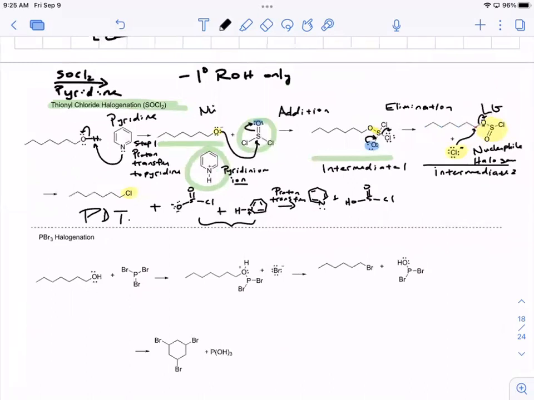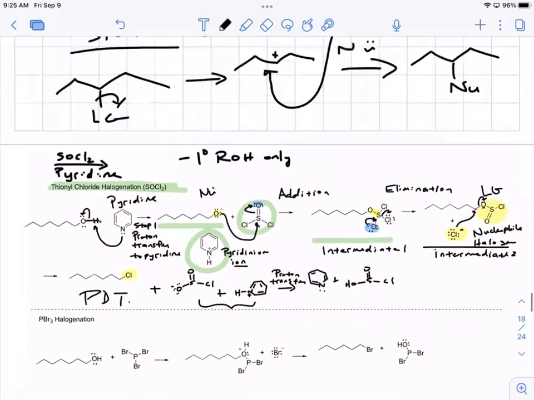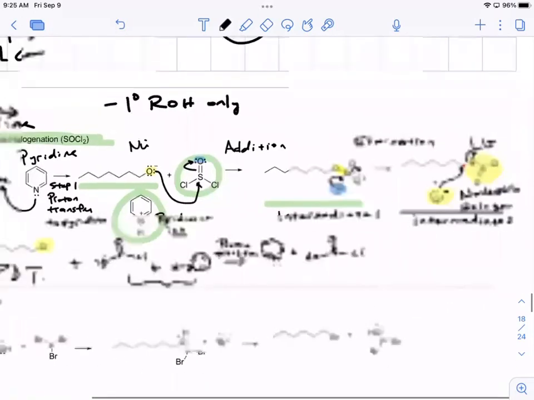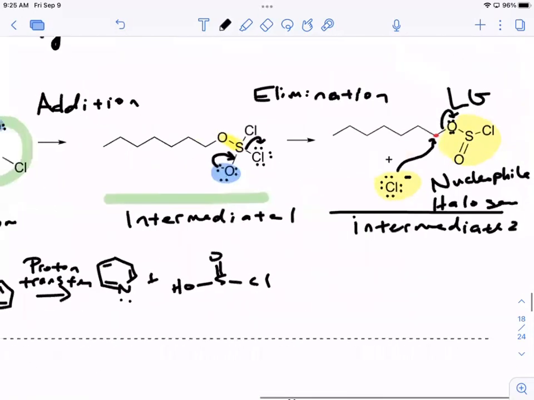So for thionyl chloride, the reason why this is specific to primary alcohols is because of this substitution step right here, right? What type of substitution is that, based on what I showed you before we started this? We said that there are two types that you can do. Well, let me not be so general. There are multiple substitution pathways, but I only showed you two a second ago.